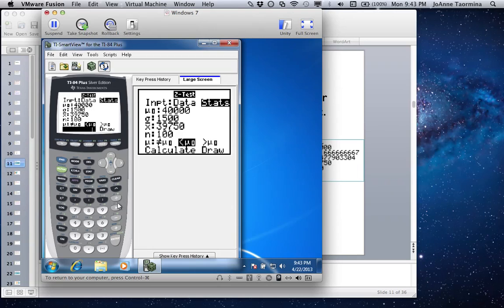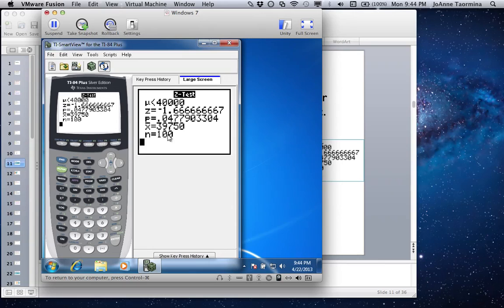So after you've got the direction set, you go down to calculate and you hit enter, and you get a few things, some of which are going to be important to us and others not. The first is not so important, but it is nice to note. The z-score for the sample statistic, the z-score for 39,750 is negative 1.67, which indicates that x-bar, 39,750, is on the left side of center. If its z-score is negative, it's on the left. The next line is the p-value.